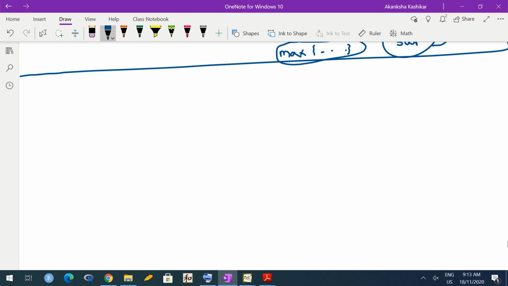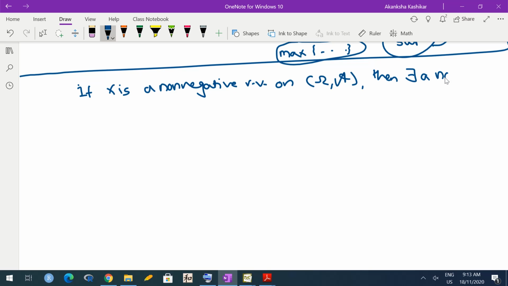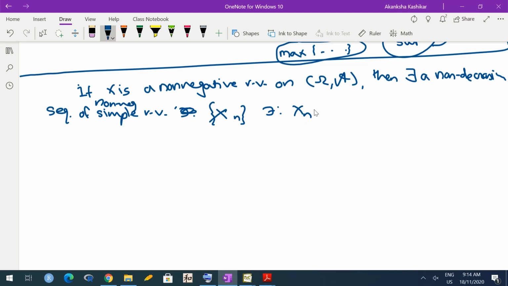Let me go back to the result that we were stating. We stated that if x is any random variable, then there exists a sequence of simple random variables converging to x. And in fact, there is one more similar result. If x is a non-negative random variable, then there exists a non-decreasing, meaning actually increasing, sequence of non-negative simple random variables xn such that xn converges to x. Again, this is pointwise convergence. So for every omega, xn omega converges to the corresponding x omega.